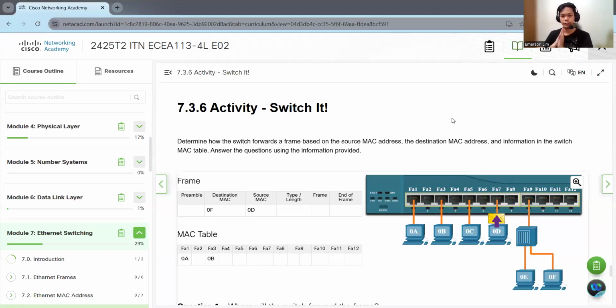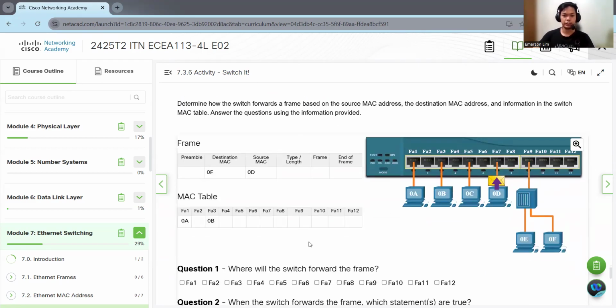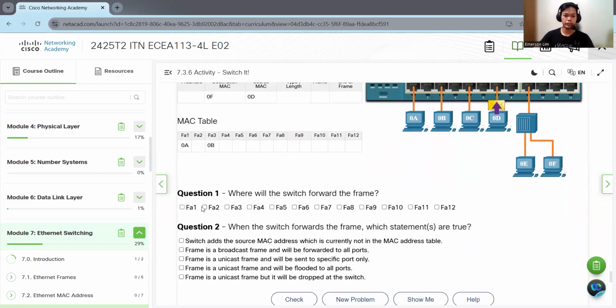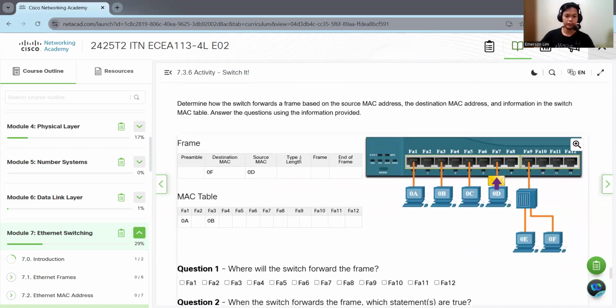Good morning. My name is Emerson Elim, and today we'll be doing an activity in Data Home's course, which is called Switch It. In this activity, we will answer two questions, question one and two, and we will determine what is the frame, the MAC table, and this diagram.